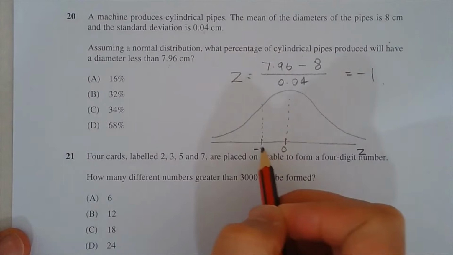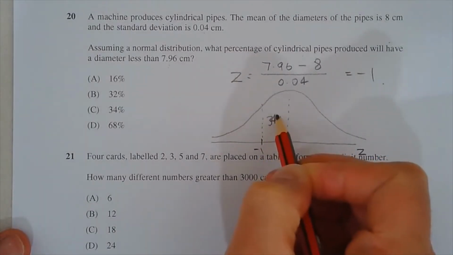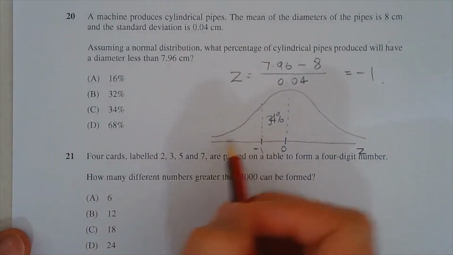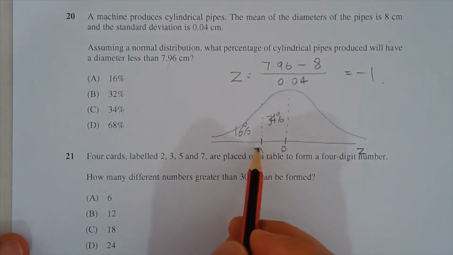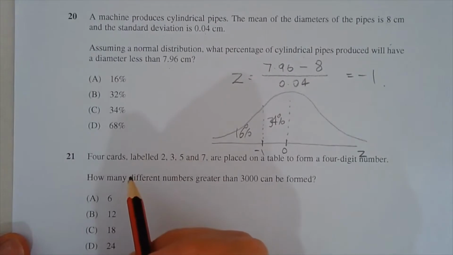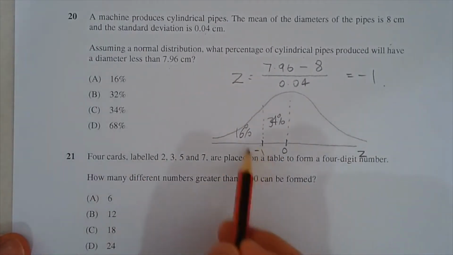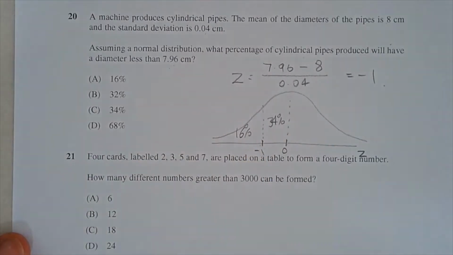We also know that between -1 and 0, we have 34% of the scores, which leaves the balance of 16% of scores that lie from negative infinity, all the way to one end of the bell curve, to a Z-score of -1. And this -1 is represented by 7.96 centimeters. So the answer is A, 16%.